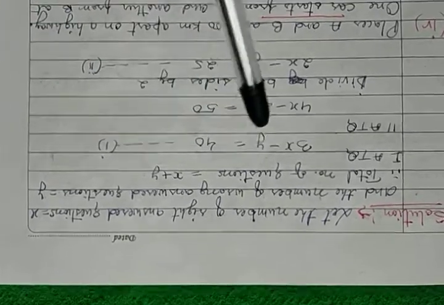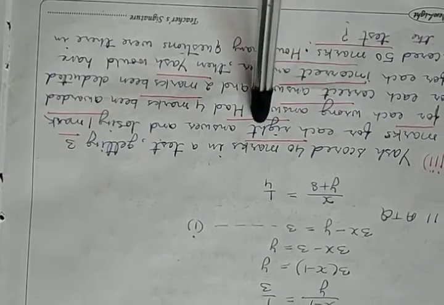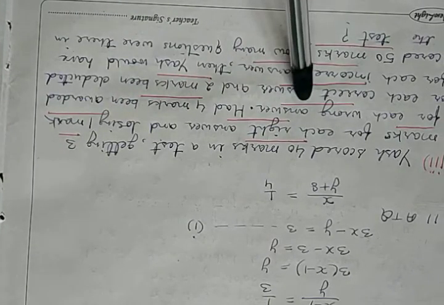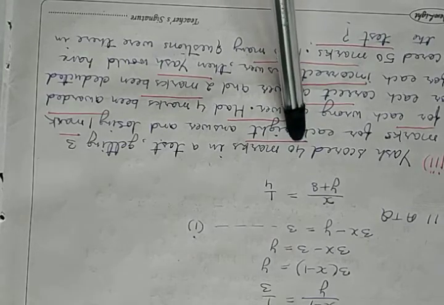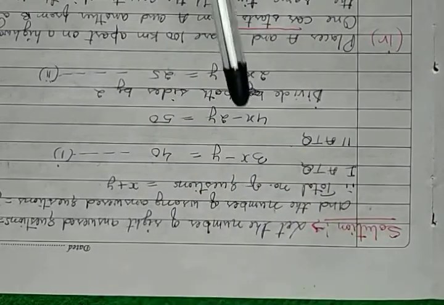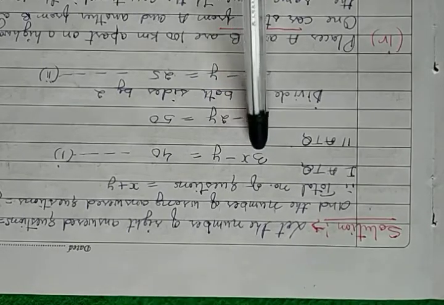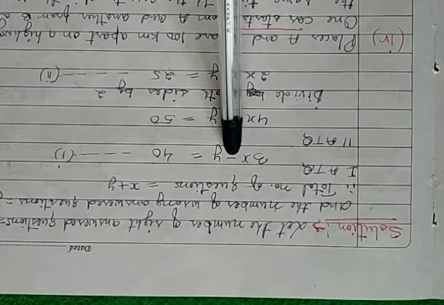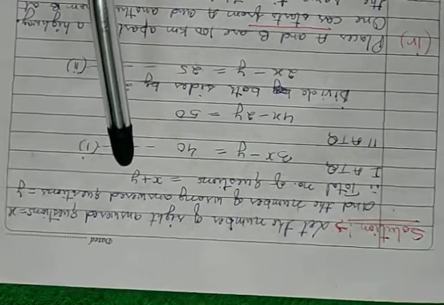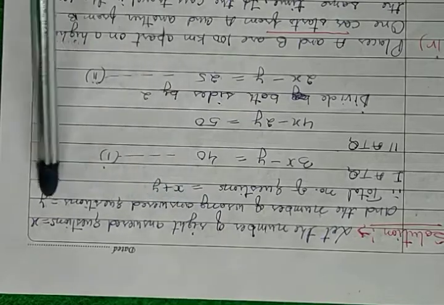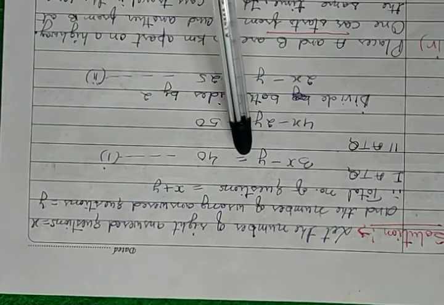What was the first case? It was 3 marks for a right answer, losing 1 mark for a wrong answer, scored 40 marks. Look at it. Right answer, 3 marks means 3x. Losing means minus 1 mark for a wrong answer, and the wrong answers are y. So 3x minus y is equal to 40.